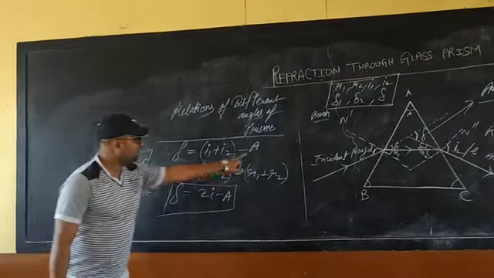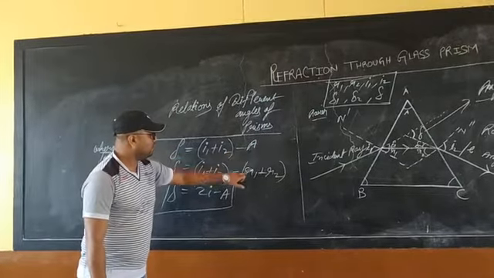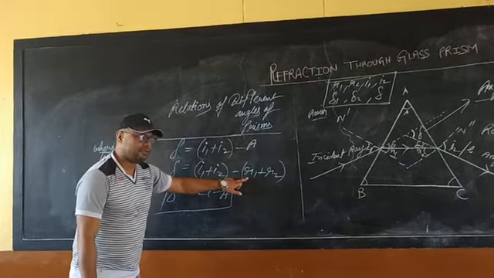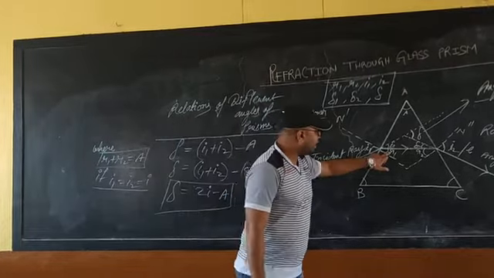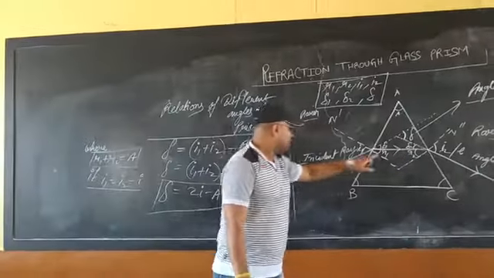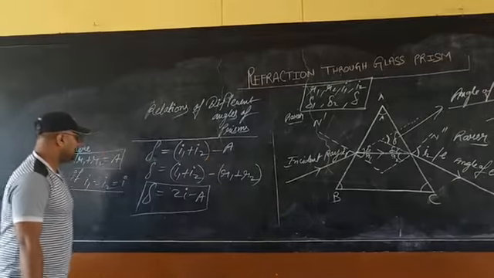Now what is angle of prism and how can we find this? Angle of prism we can find with this particular relation also, R1 plus R2. It means these two angles of refraction we are using here. If you add them together, you will find the angle of prism.